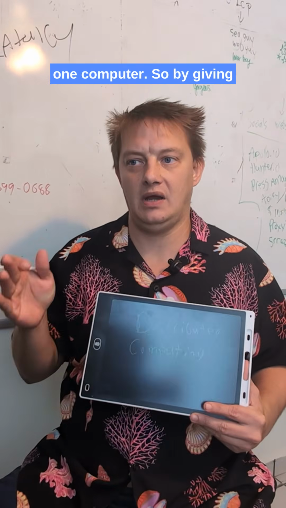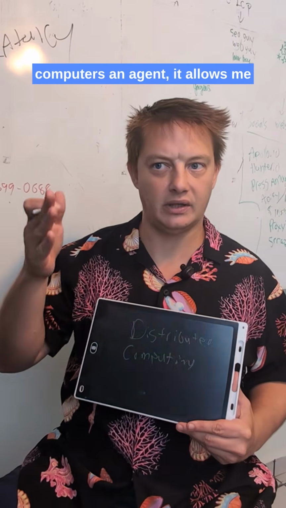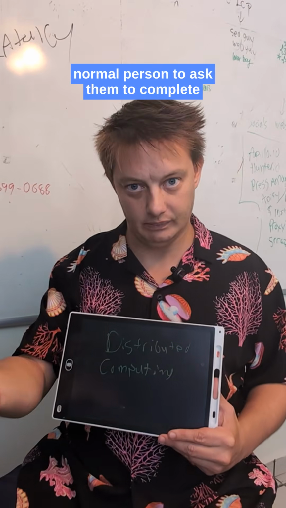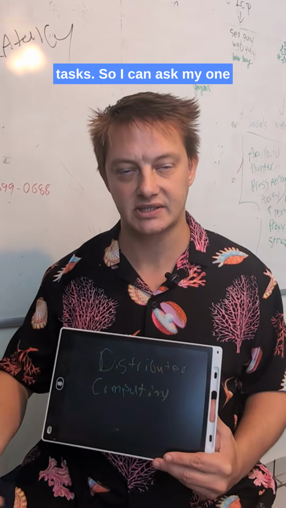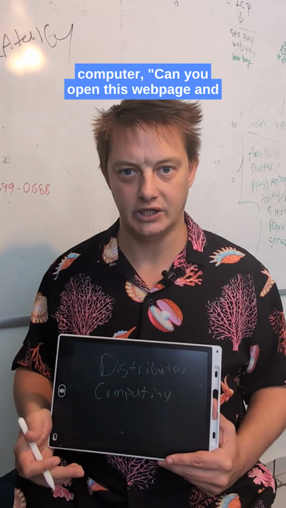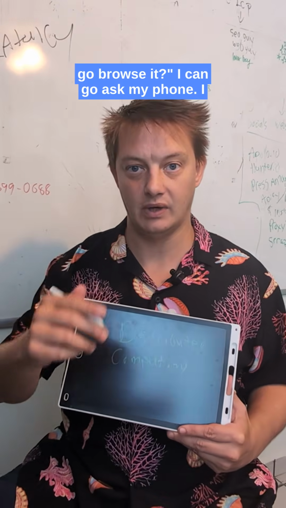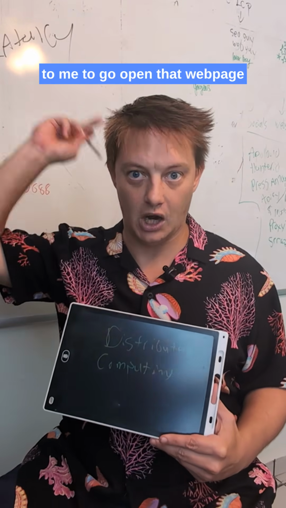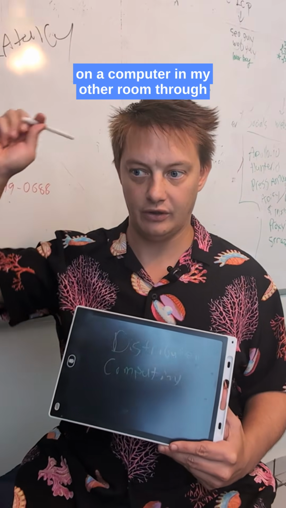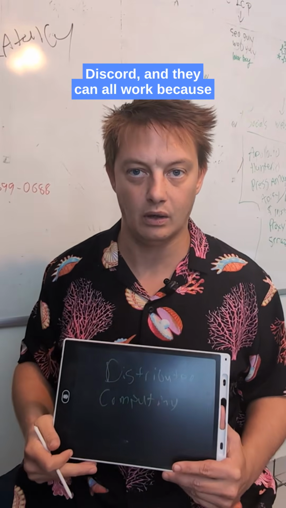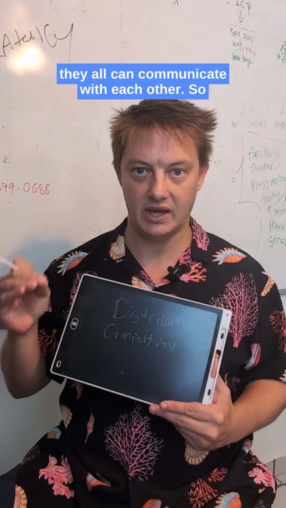So by giving computers an agent, it allows me to communicate to that computer like a normal person to ask them to complete tasks. So I can ask my one computer, can you open this web page and go browse it? I can go ask my phone. I can go ask this computer that's standing right next to me to go open that web page on a computer in my other room through Claude, through Codex, or just through Discord, and they can all work because they all can communicate with each other.